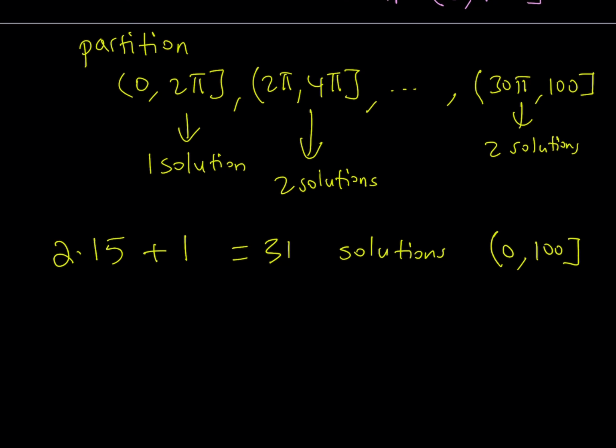Okay? Well, if you just go ahead and reflect this upon the y-axis, it's going to be the same story. You're going to get 31 solutions on the interval negative 100 to 0, where again 0 is not included. What about 0? What happens at 0? Let's take a look at it separately because this is such a special case, right?